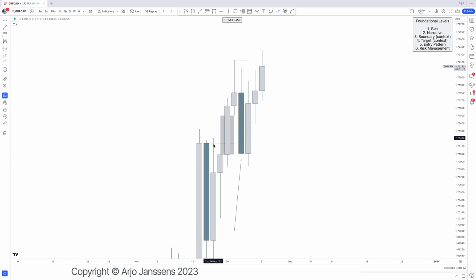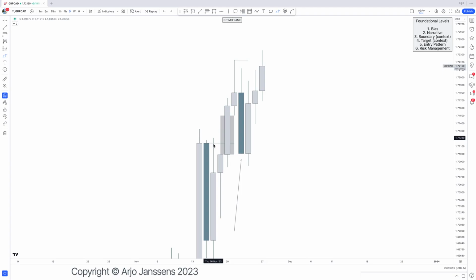And that boundary is the PD arrays that we talk about. Once the PD array has already been traded into, that can't act as a boundary anymore. So a boundary is a one-time thing. And then you either get the entry pattern or you don't, and then you start all over again. Then you start with the bias, narrative, boundary, target, entry pattern. Don't get the entry pattern, you start back all over again.